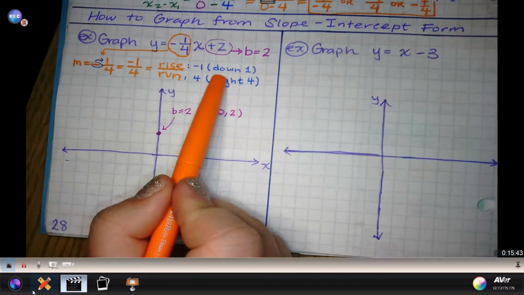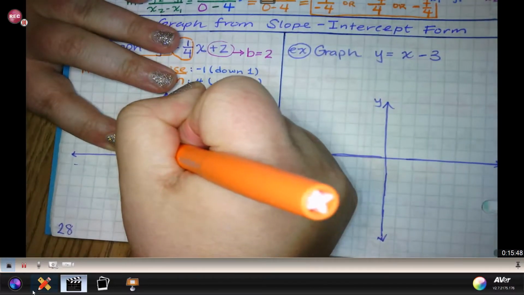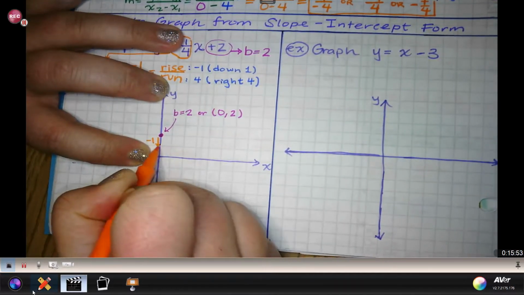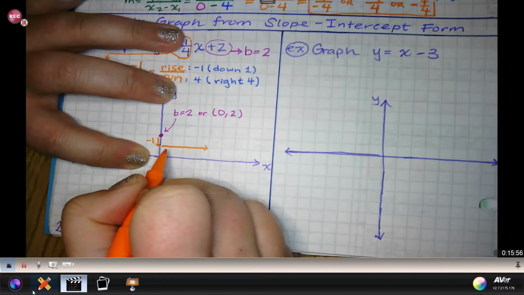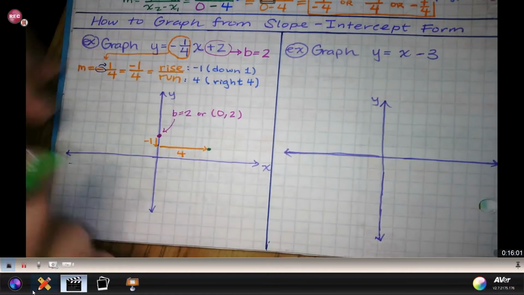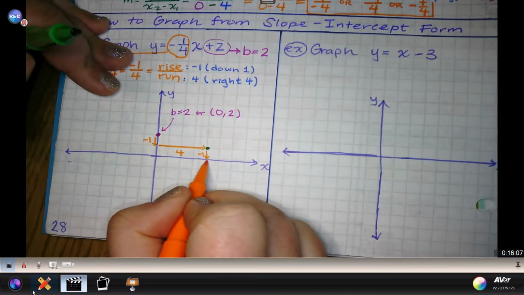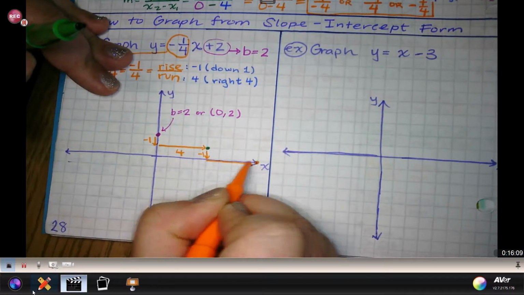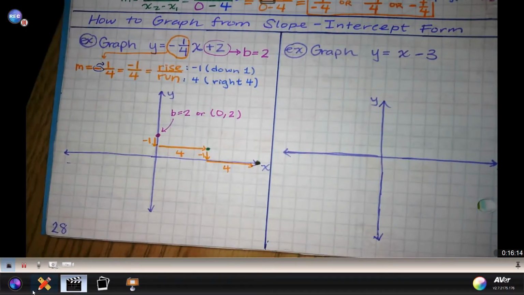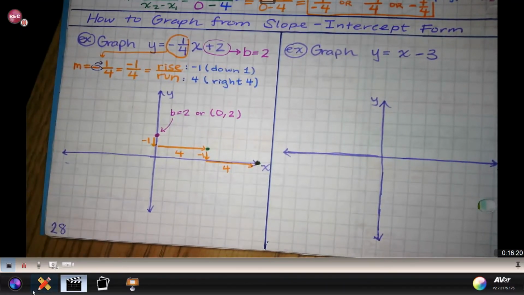So again, my slope is telling me that from my starting point, I need to go down 1, and then to the right 4. 1, 2, 3, 4. Okay, and then that is where my new point is. And then same thing, from that new point, go down 1, and then to the right 4. 1, 2, 3, 4. And that gets me my new point. But oh no, I ran out of room. Well, once you run out of room, you can go backwards.